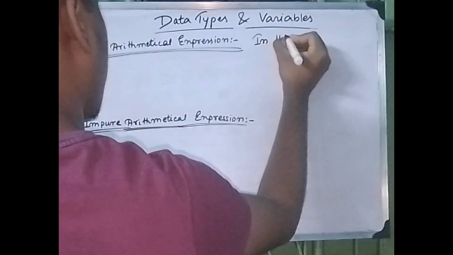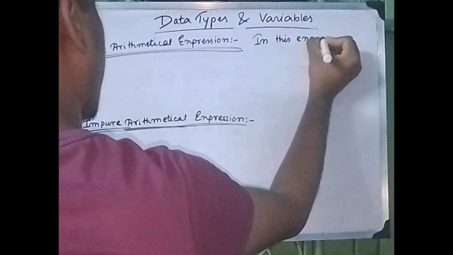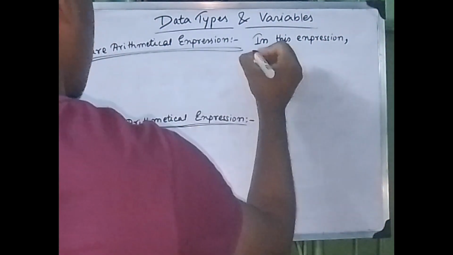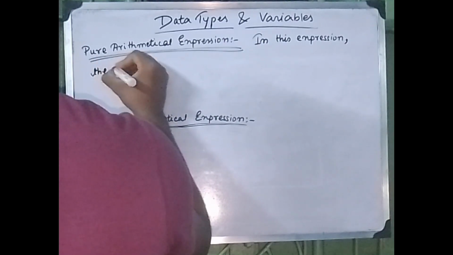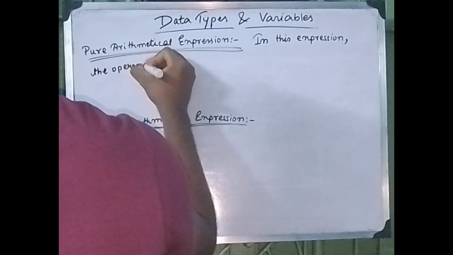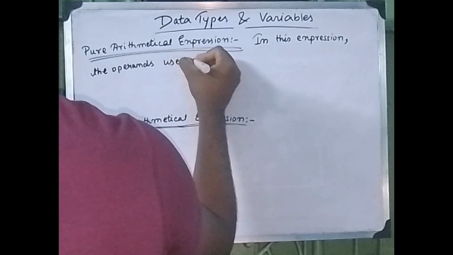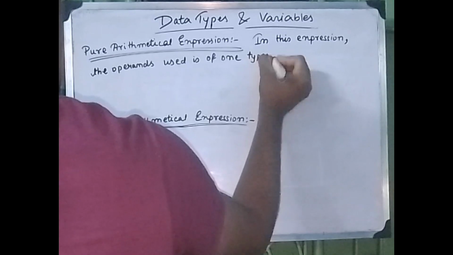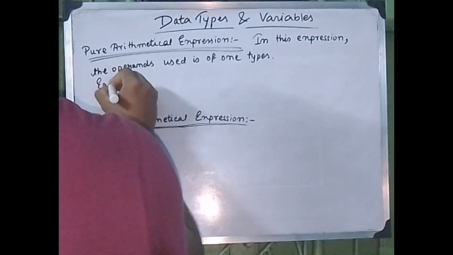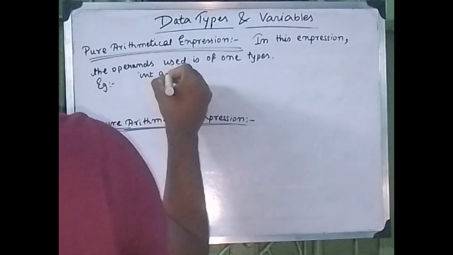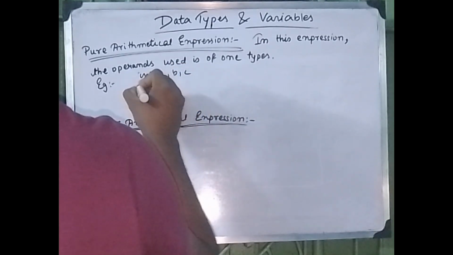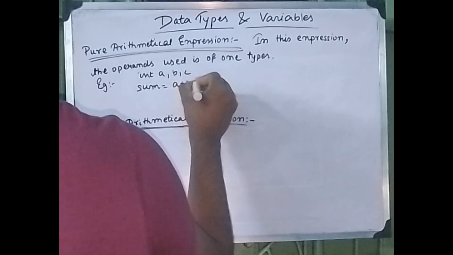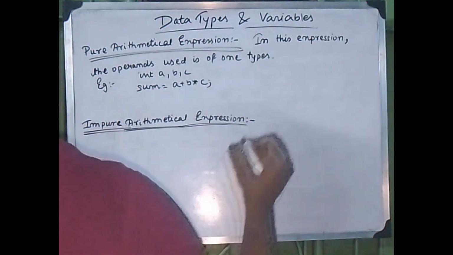Now let's understand the difference between pure arithmetical expression and impure arithmetical expression. In pure arithmetical expression, we can say the operands used are of one data type. For example, int a, b, c; and sum equals a plus b into c.